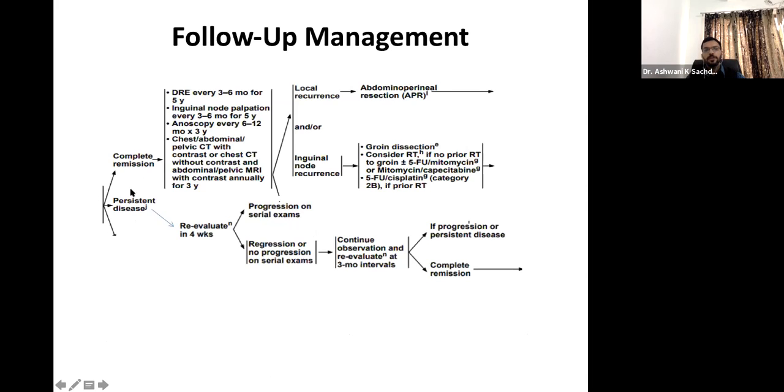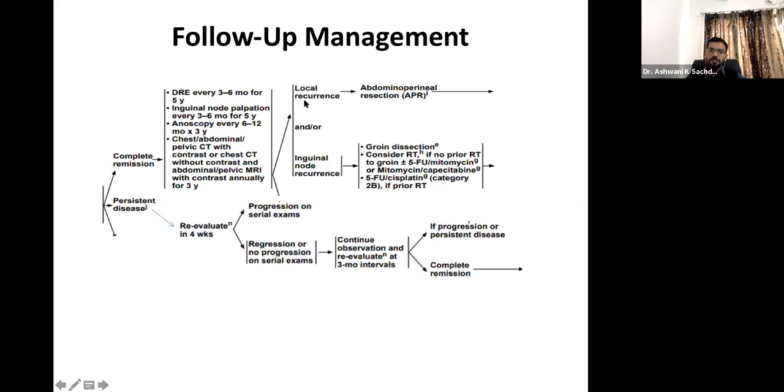After chemoradiation, some people will achieve complete remission. Follow-up is done every 3 to 6 months with DRE, inguinal lymph node palpation, anoscopy, and chest and abdominal CT yearly for 3 years. Those who have persistent disease at 3 months should be reevaluated again at 4 weeks. If there is regression of disease, they should be continuously observed at 3-month intervals, or if there is progression of disease, we'll see that in the next slide.